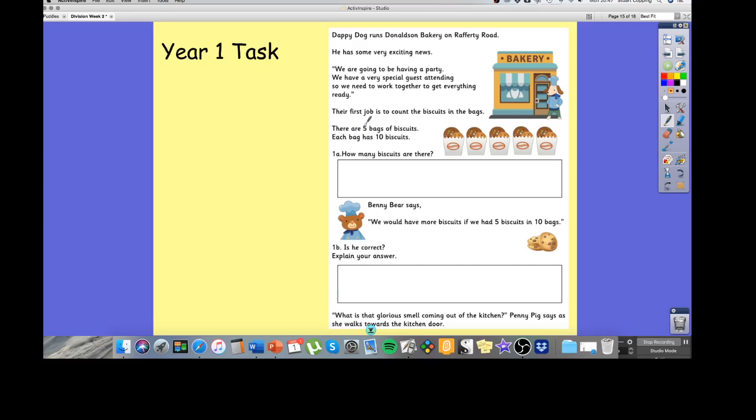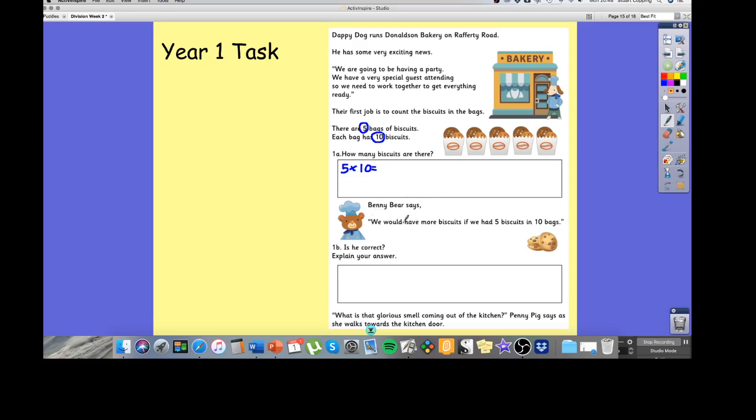Now we need to underline the key bits. So if we've got 5 bags and 10 in each bag, we're not sharing out, so we must be multiplying. So we're going to have 5 bags, or 5 groups of, because remember that's what the multiply sign means, groups of, 10 equals. So we've read it, we've underlined it, we've chosen what we're doing. Now we need to solve it. So you've got this box in here. I would draw 5 groups of 10 and then count in tens to how much you've got and then write down the answer.